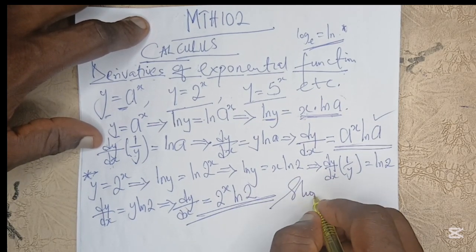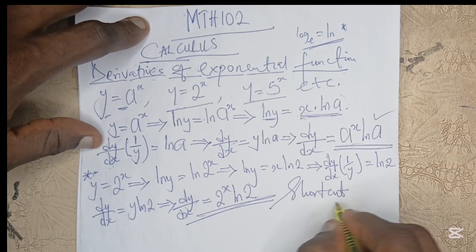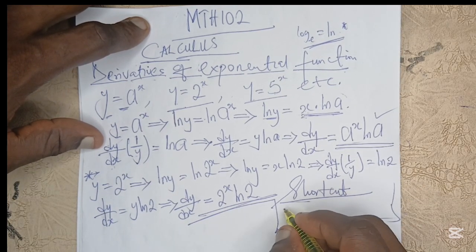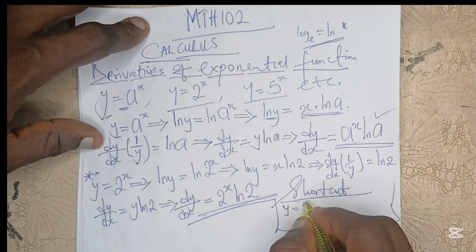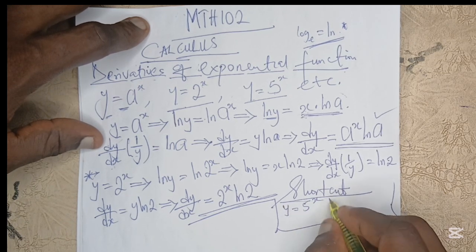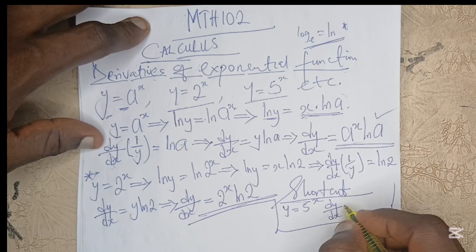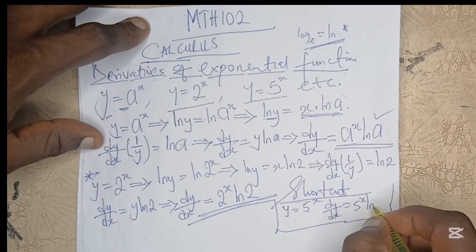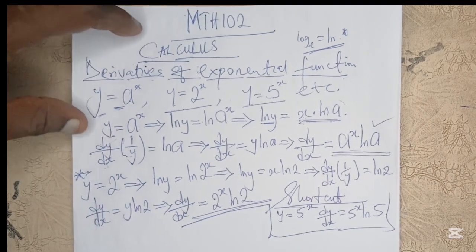Okay, let's look at the shortcut. There is a note for the shortcut. y is equal to 5 raised to power x. The answer, dy/dx is equal to, take down the question, 5 raised to power x times ln 5. Okay?